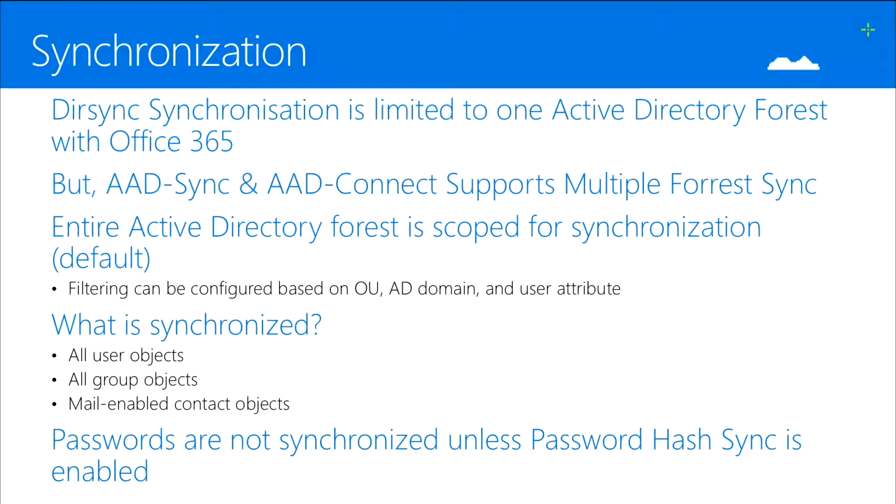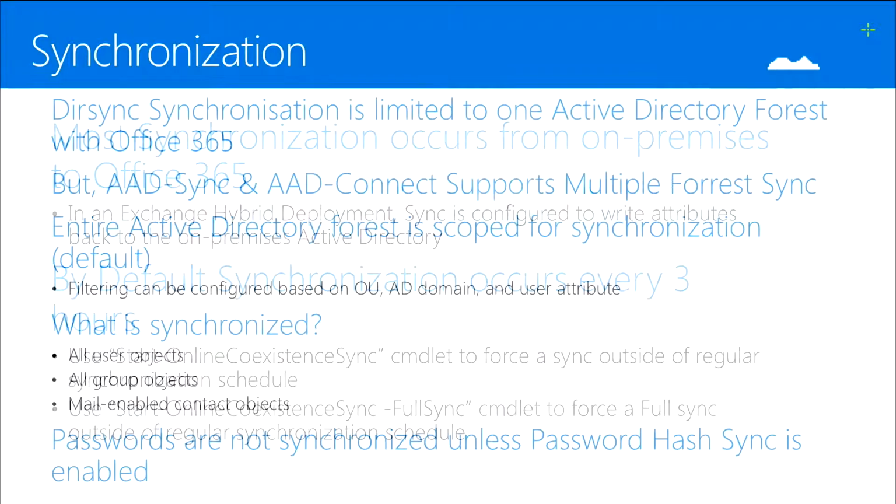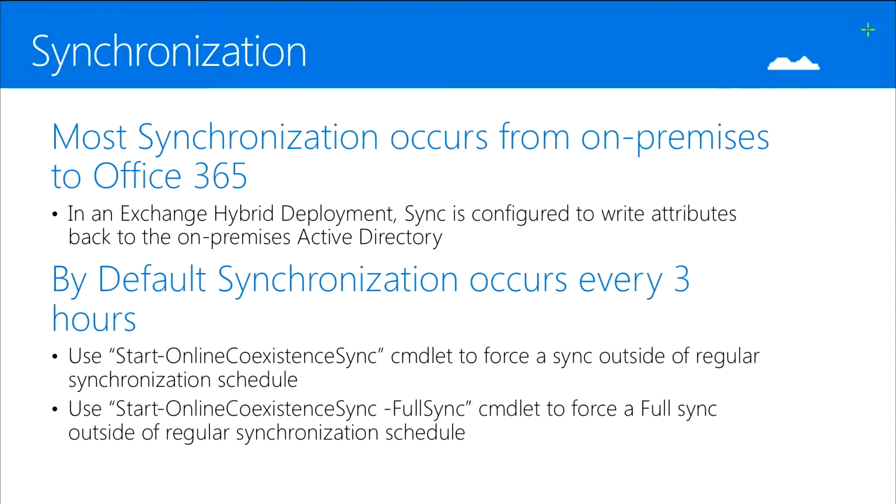Now, one important thing, I'm often asked, Andy, if I want to force a sync, can I do that? Of course you can. If you're still using the DIRSync tool, then it's a PowerShell command: Start-OnlineCoexistenceSync. That will just do what we call a delta sync. If you want to do a full sync, you can add the full sync switch at the end of it.